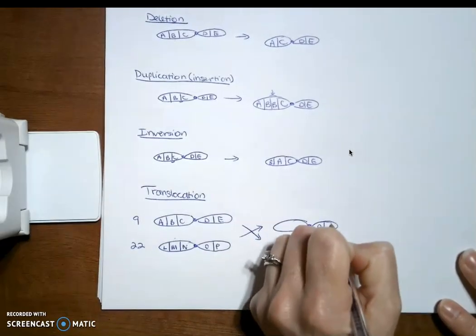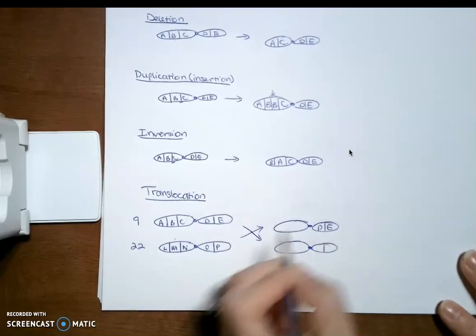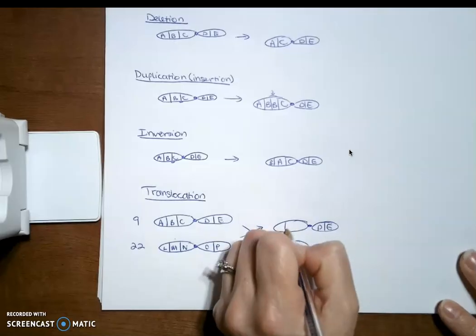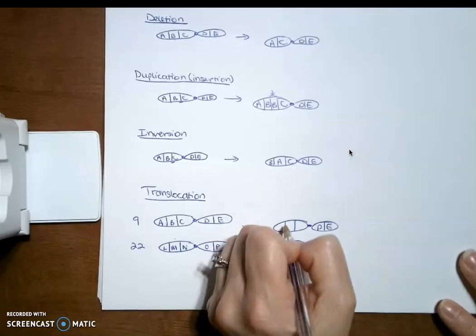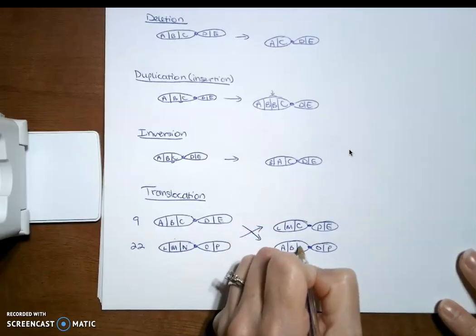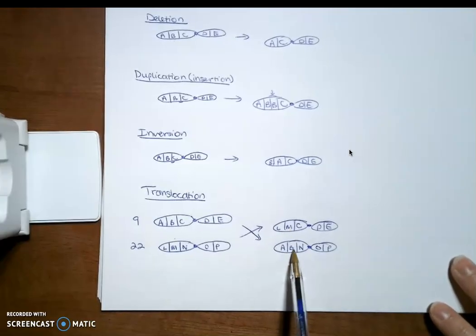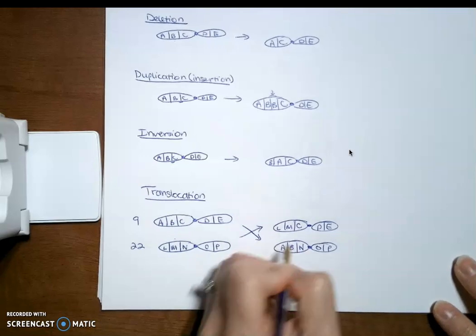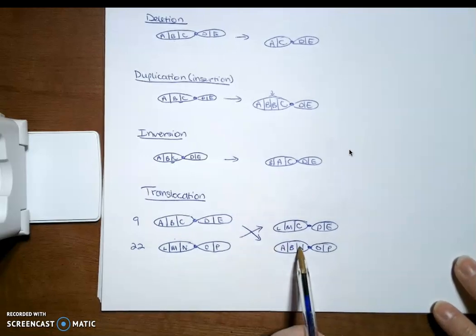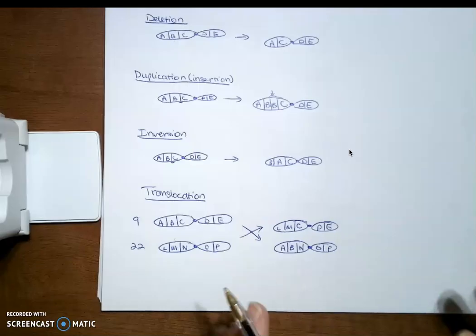and you may or may not even be able to see this on a karyotype. It depends on if it changes the length of the chromosome. So what we have now is L and M got put on chromosome number 9 and A and B got put on chromosome number 22. And so again, it could disrupt genes where they were originally set. It could be that this chromosome is read more frequently or whatever than this one. All kinds of things can happen.